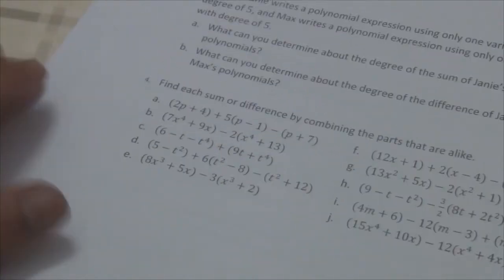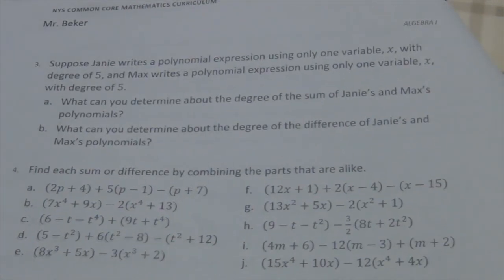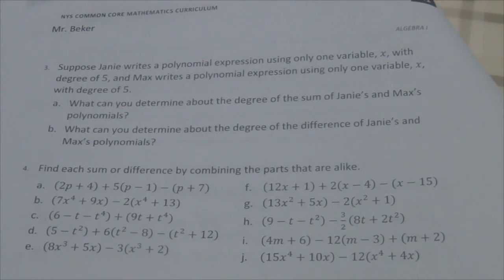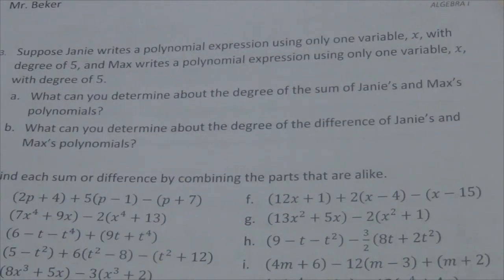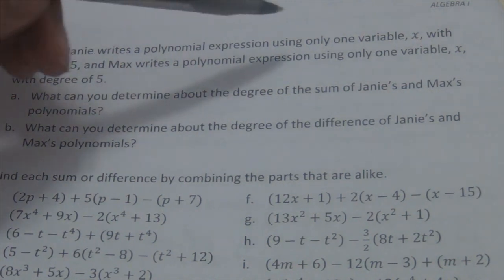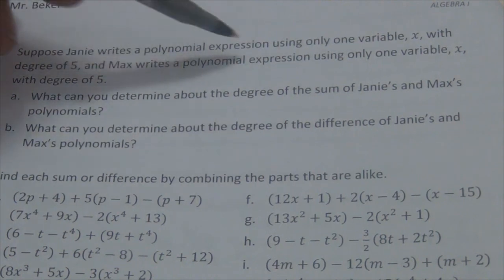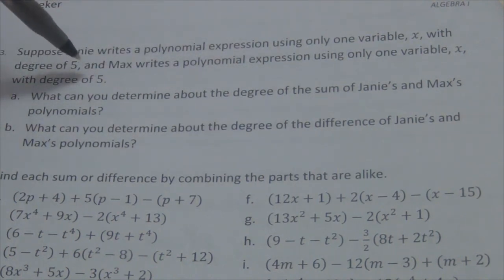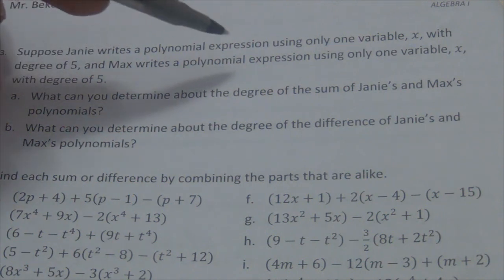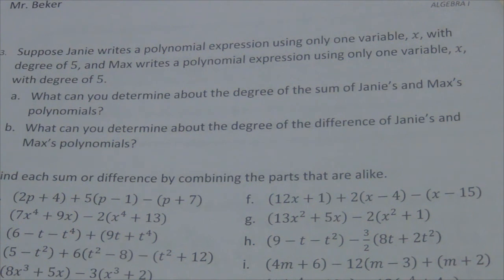Alright, so let's see now. Okay, number 3. So suppose that Jenny writes a polynomial expression using only one variable x with degree of 5. And Max writes a polynomial expression using only one variable with degree 5. What can you determine about the degree of the sum? We know that the maximum is going to be degree 5, so that's what you write. And what can you determine about the difference? Well, the difference could also be a degree 5 or maybe anything less than degree 5, but definitely degree 5, so that's what you're writing here.